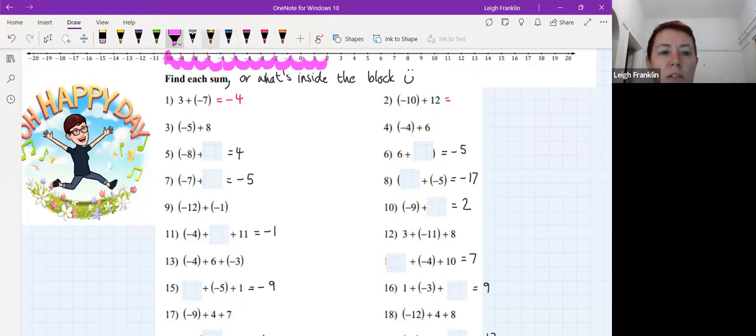1, 2, 3, 4, 5, 6, 7, 8, 9, 10, 11, 12. Okay, so our answer is going to be 2. All right, use your number line. Okay, it makes a big difference in the beginning when we don't understand what to do.